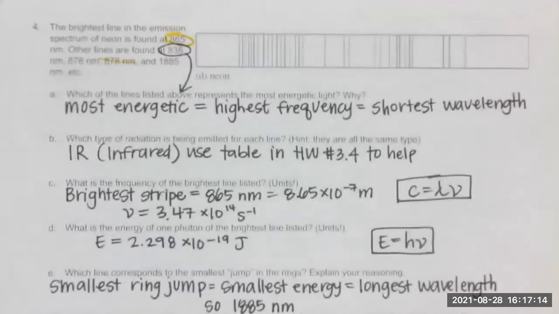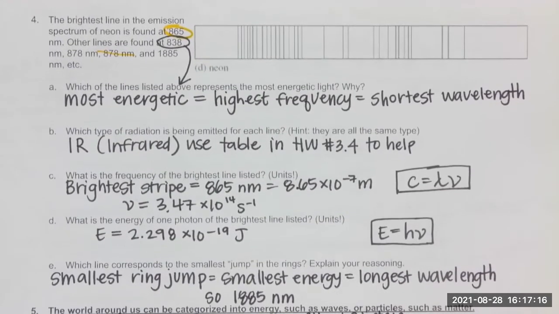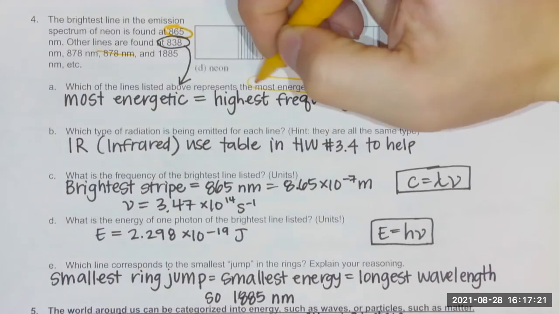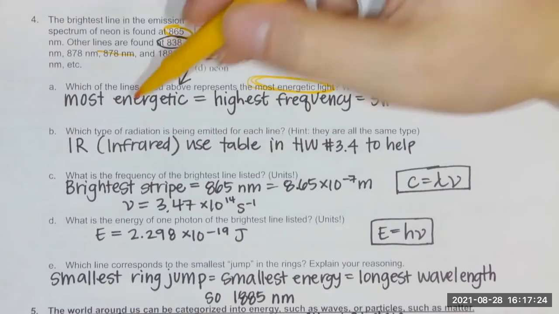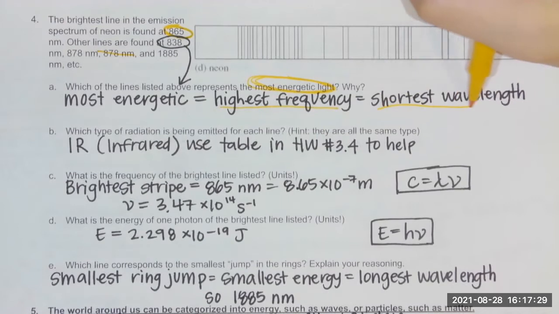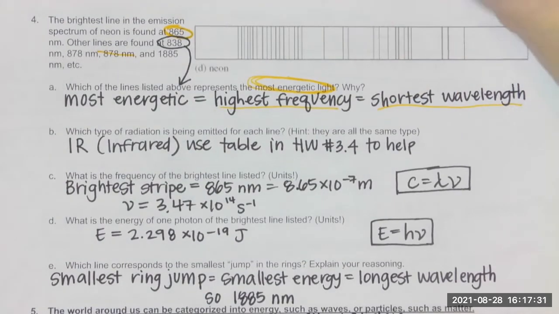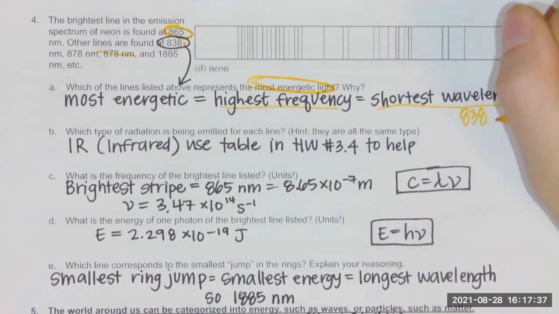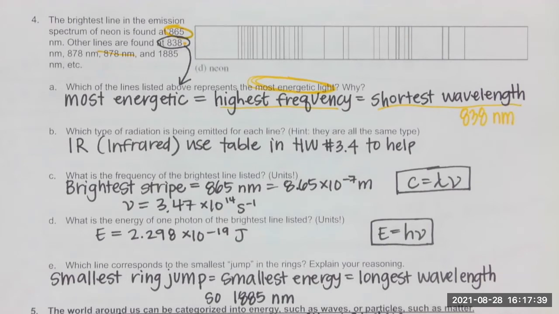So the first question says, which of the ones listed above are the most energetic? So the most energetic waves are going to be the ones with the highest frequency, which means the shortest wavelength. So I just went back and looked at the numbers and went 838, that's the shortest wavelength that was listed. So that one. Maybe there were shorter ones that weren't listed, but from the ones that were listed, 838 was the most energetic because it's the shortest wavelength.